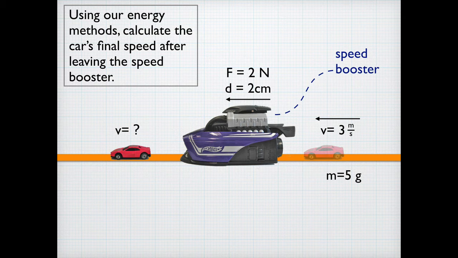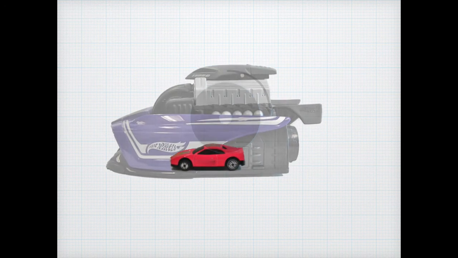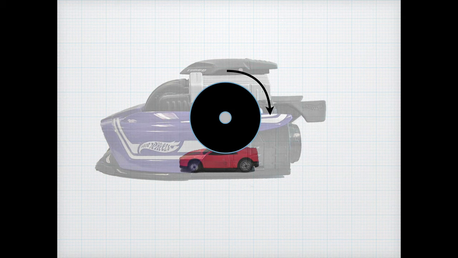So the booster applies a force of 2 newtons, and it touches the car for 2 centimeters. The car comes in at 3 meters per second. Its mass is 5 grams, so I want to find out what the final speed is when it comes out the other side. Inside the booster there's a rubber wheel, and the rubber wheel spins and then it touches the car. So it touches the car for a distance of 2 centimeters. That's how I know the distance that the booster applies to it.